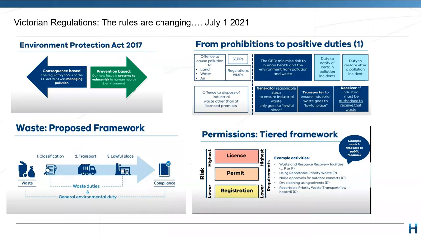In terms of the actual framework, if we look at the bottom one there, we now have this regime of classification, transport, and a lawful place. Well, landfills are a lawful place to deposit waste. Now, if you're already a licensed facility, then it's most likely that you will still be at that highest level of permission, which is a licence under the new scheme. So that's that last slide on the right. But I would urge you to read up on this on the EPA site. There's plenty of documentation there, and we don't have enough time today to go into it in too much detail.